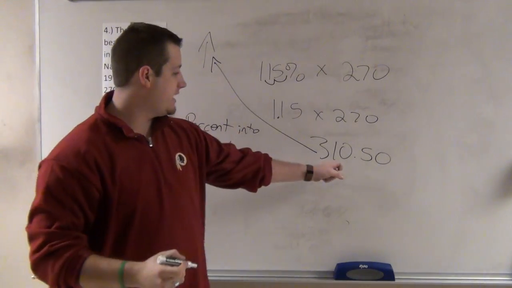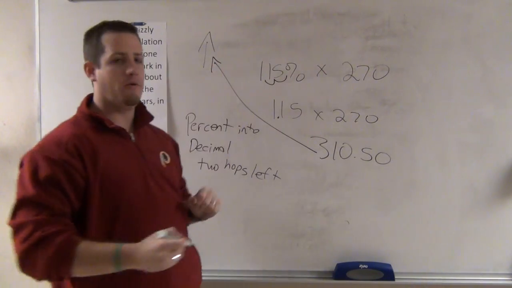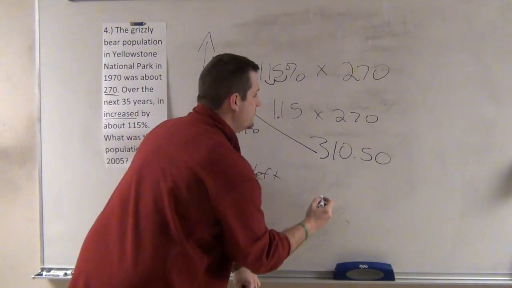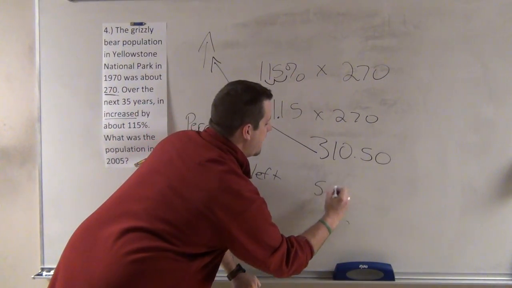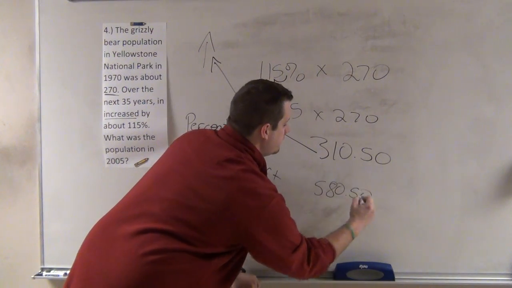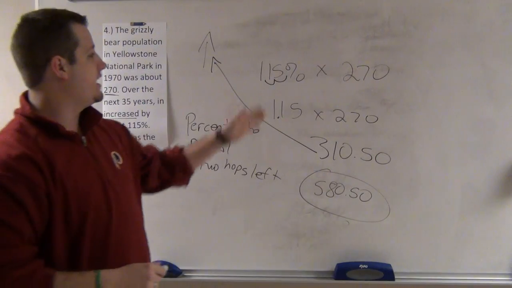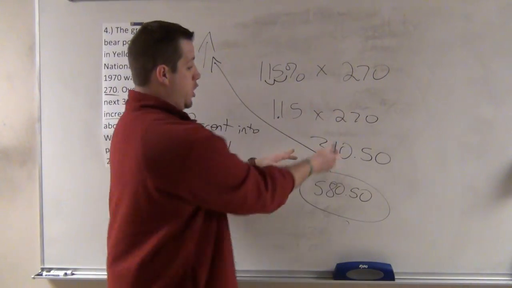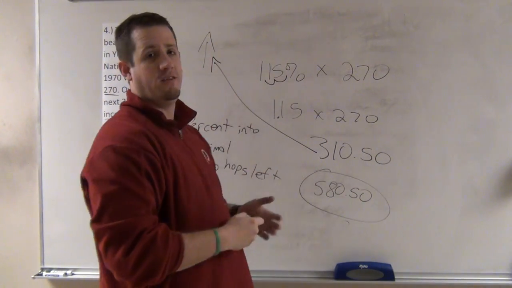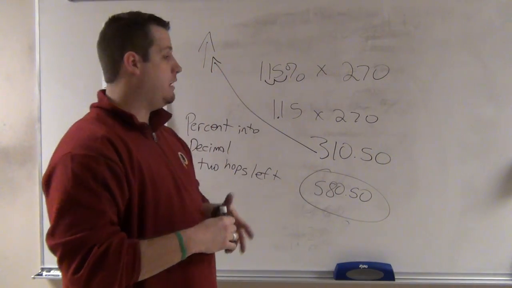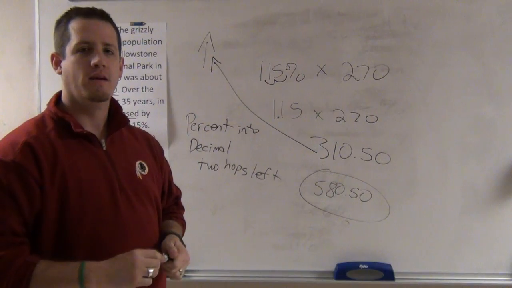I've got to take this and add it to my original amount because it's an increase. So when you add those two, you end up with 580.50. So there's your population in 2005, because it had a 115% increase, which was equal to 310.50. 580 and a half bears showed up.